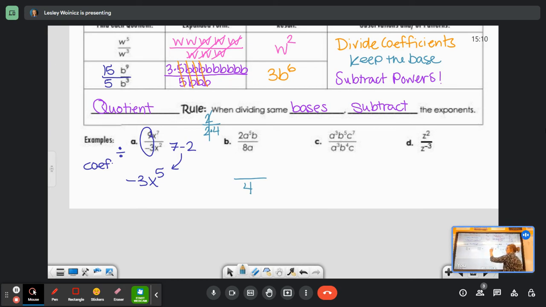What power is on this a in the denominator? 1. So use the quotient rule. 5 minus 1 makes 4 for the a's. So I have a to the 4th. And do I have any powers to combine with that b? No, so he just hangs out. He doesn't move. He doesn't do anything. He's just chilling.